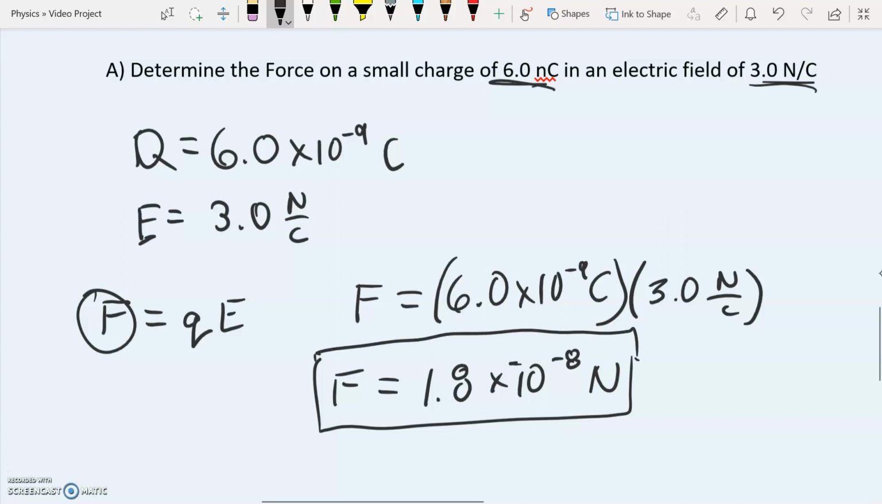And so hopefully this helps you understand the relationship between force and field. Although they are very similar, they're not exactly the same thing, and they can be derived by this equation.